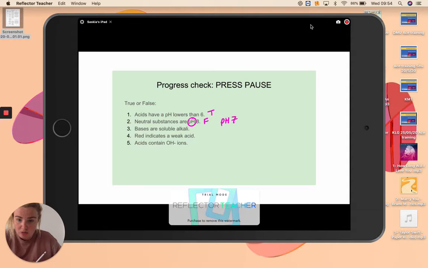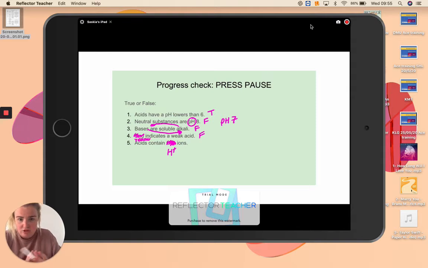Bases are soluble alkalis, that's false, it's the other way round, okay? Alkalis are soluble bases, remembering that something that's soluble is something you can dissolve in water. Red indicates a weak acid, that's false, okay? More yellow would indicate a weak acid, red would indicate a strong acid. Acids contain H plus ions, again that would be an alkali, so H plus ions, or you could change it the other way around to put alkalis contain OH minus ions.